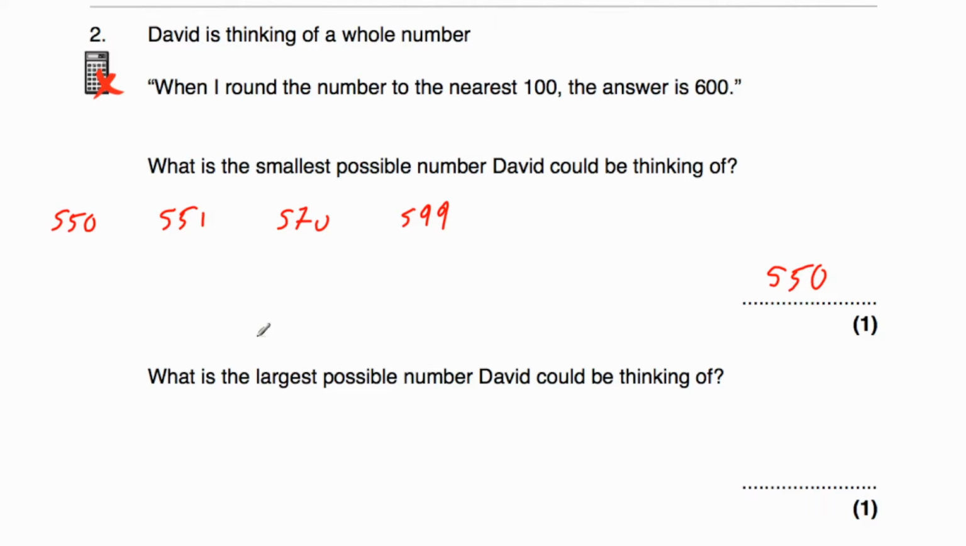What's the largest possible number David could be thinking of? Well, he could have thought of 601, because when we round that to the nearest 100, it would be 600.